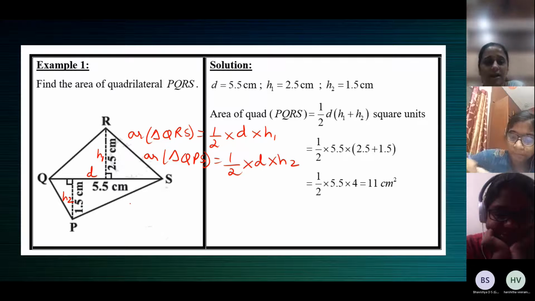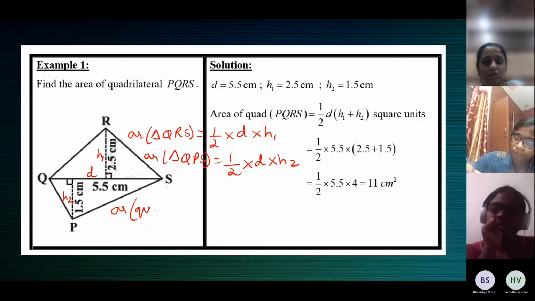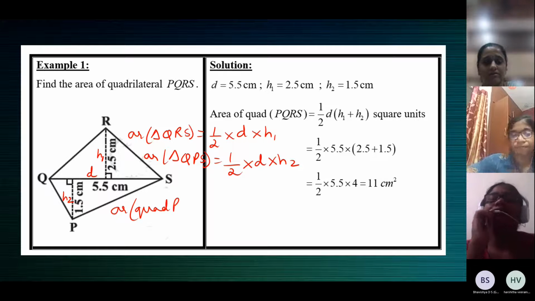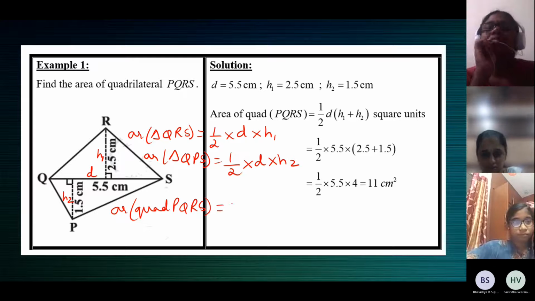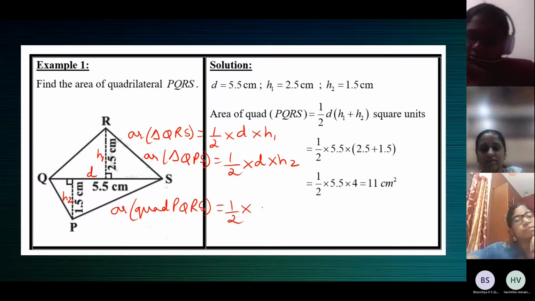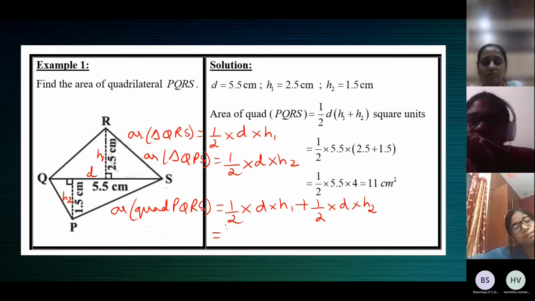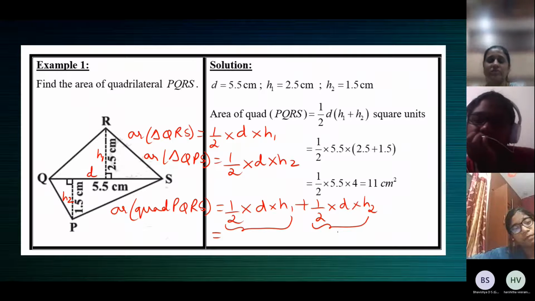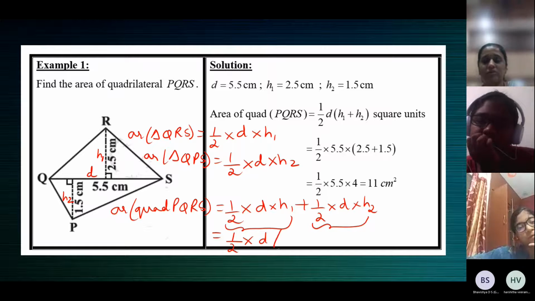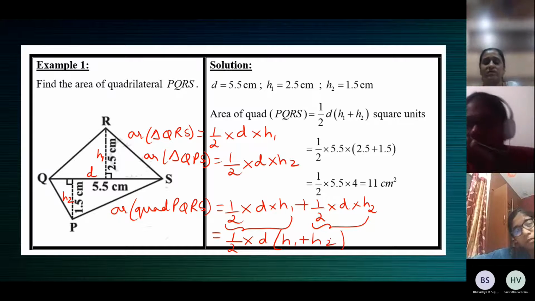Now, how do you find the area of the quadrilateral PQRS? Half into D into H1 plus half into D into H2, correct? What is common between these two? Half D is common, correct? So we'll take out half D common outside. So what should we write in the bracket? H1 plus H2. That's how the formula is derived.